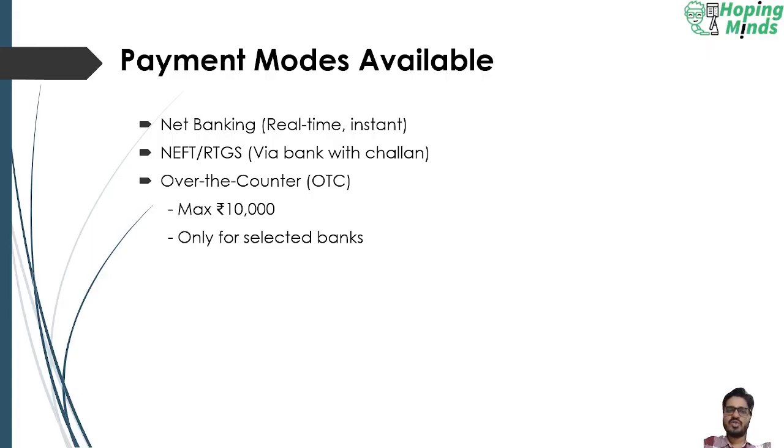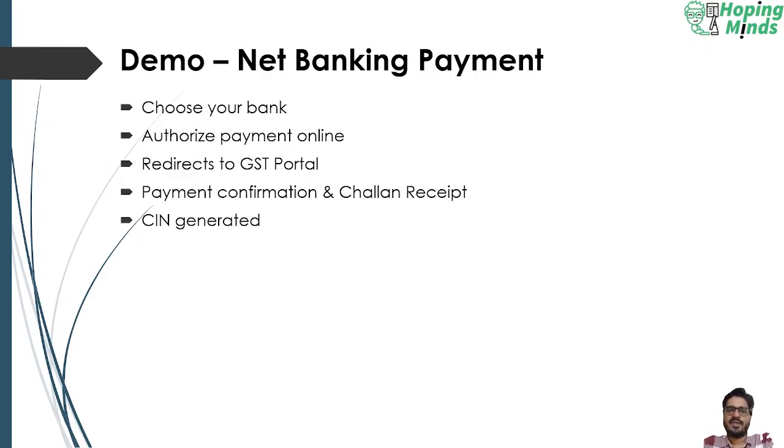Then if we have chosen NEFT or RTGS, then we have to take the mandate form to the bank and make the payment through bank. Then over the counter, this is the option that is available only up to a maximum of rupees 10,000, that too for some selected banks. So let us see how net banking payment is made.